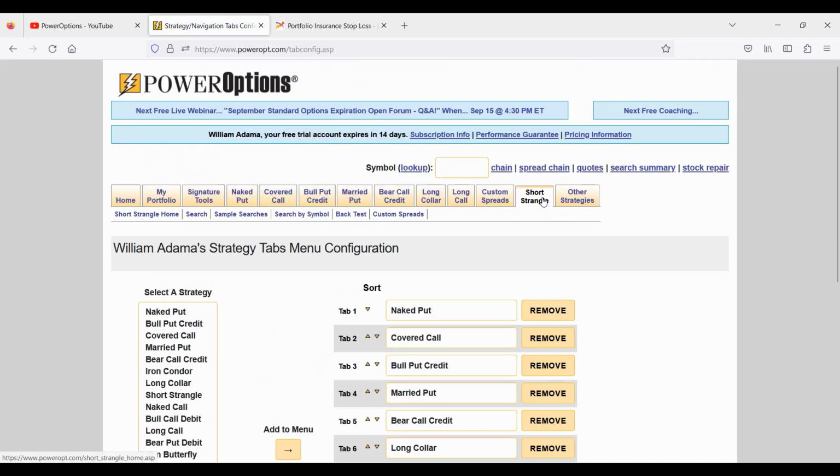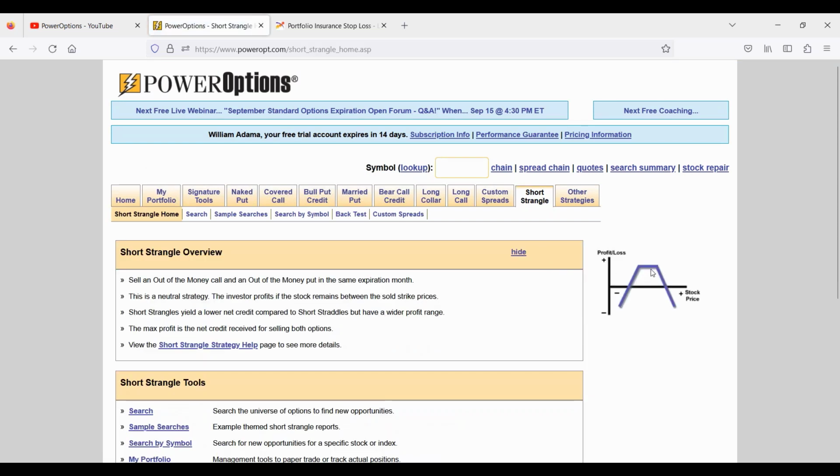Now let's just go to Short Strangle. There you can see the basic profit and loss chart of selling the out-of-the-money short put, the out-of-the-money short call. And let's go into the basic search.